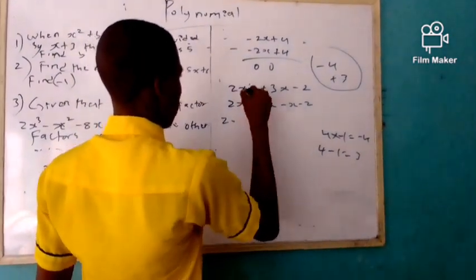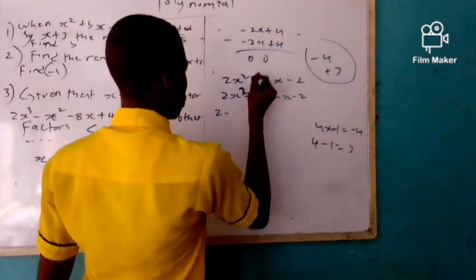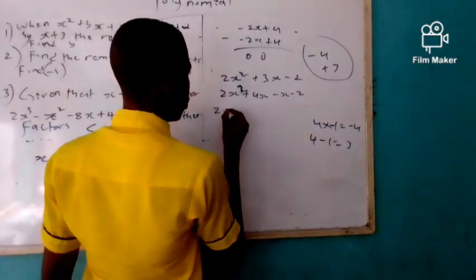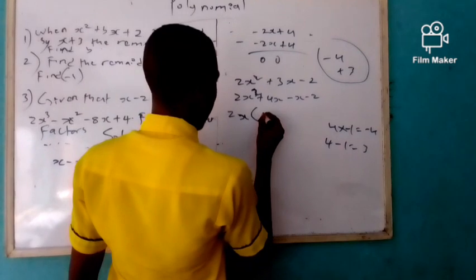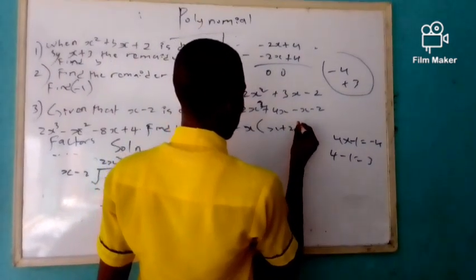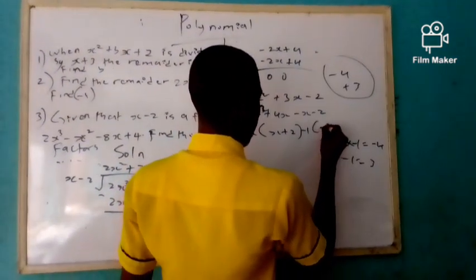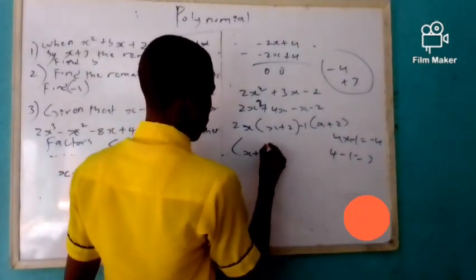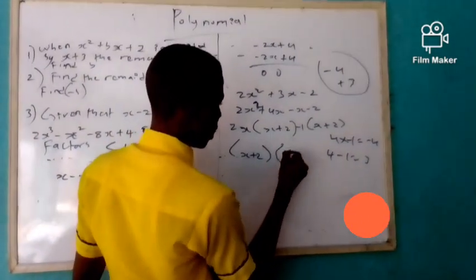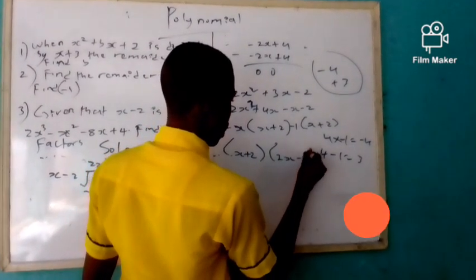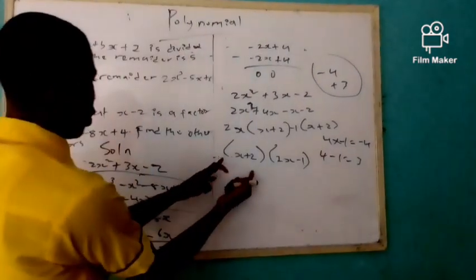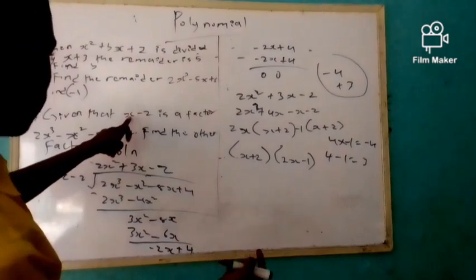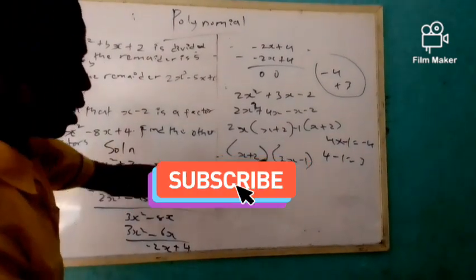We factorize, we have 2x over x plus 2, right? So we have minus 1 times x plus 2. Then we say x plus 2, and we bring this one and this one together, we have 2x minus 1. So these are the other factors. This one is one factor, the second factor, and the third factor.